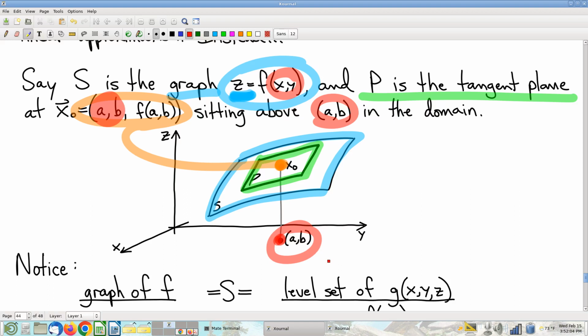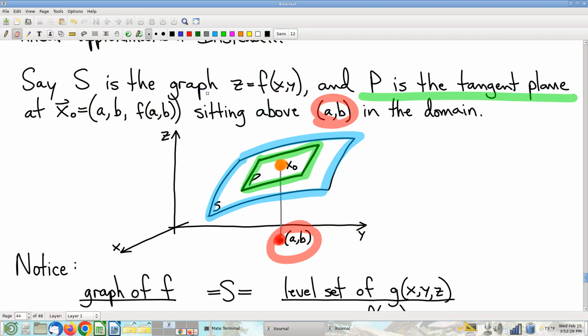And the third one, of course, is the value of the function. So again, we're going to be a little sloppy in language. You could be talking about the tangent plane at this point, and you might say the tangent plane at (a, b), and it's understood that you mean above (a, b). Okay. All right. So all of that noted.